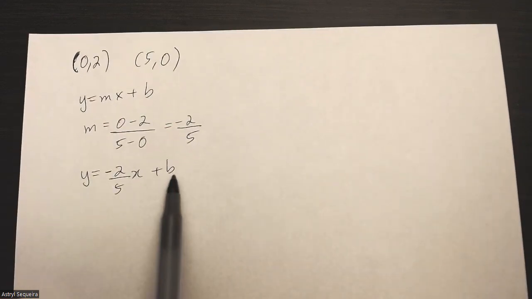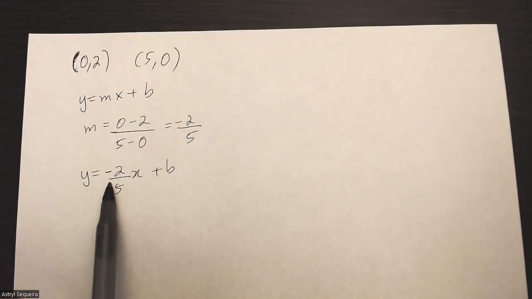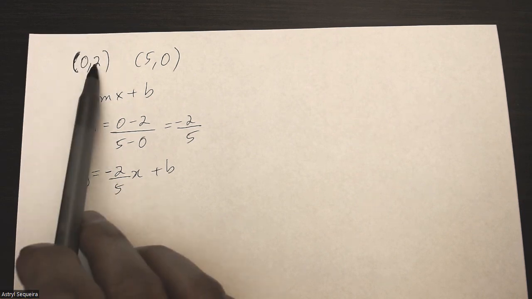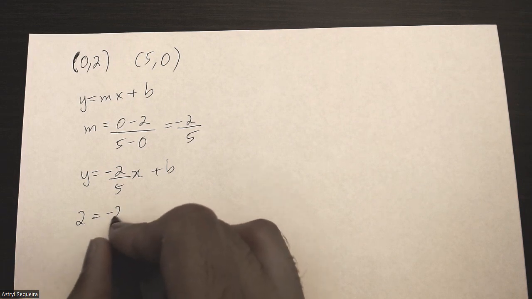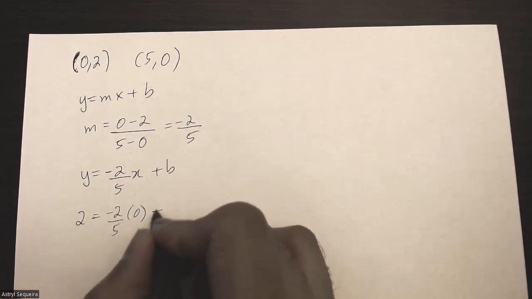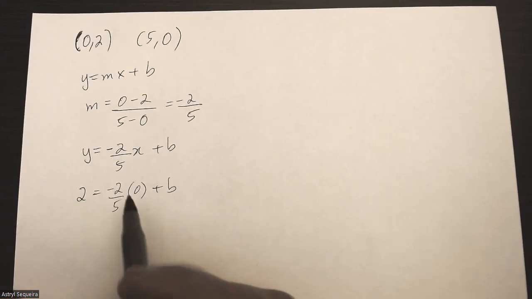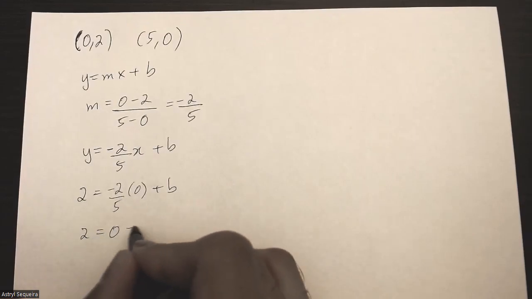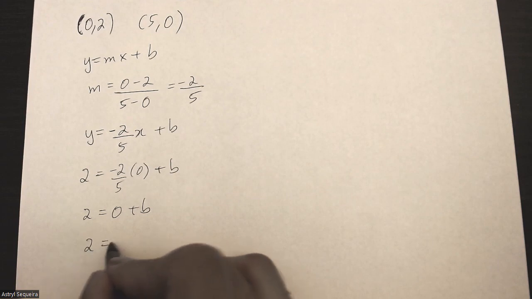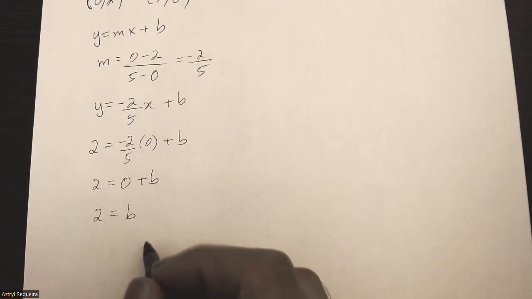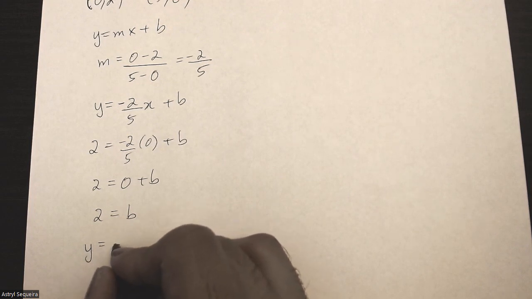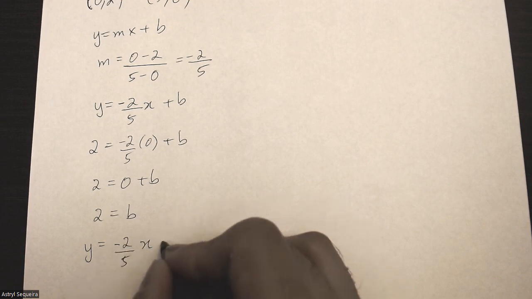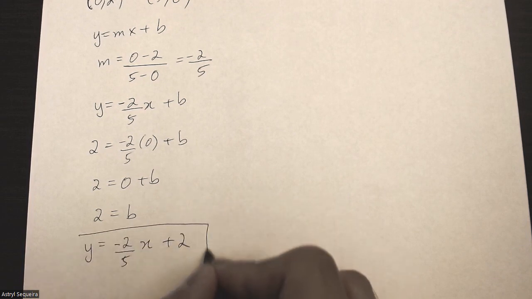Next, I'll find my b value by just subbing in a point over here. I'm going to use the point 0 and 2 because that's going to make it a lot easier. I'm replacing y with 2 and x with 0. Negative 2 over 5 times 0 is just 0. So b is just 2. So my linear equation passing through those 2 points is y equals negative 2 over 5x plus 2.